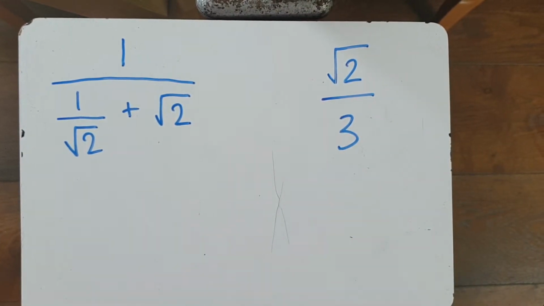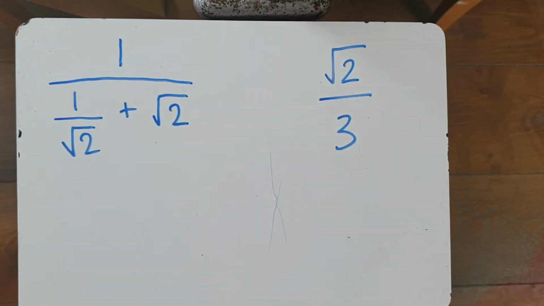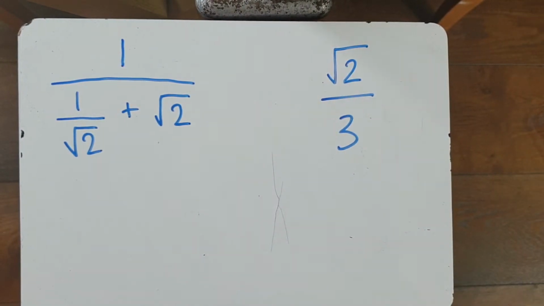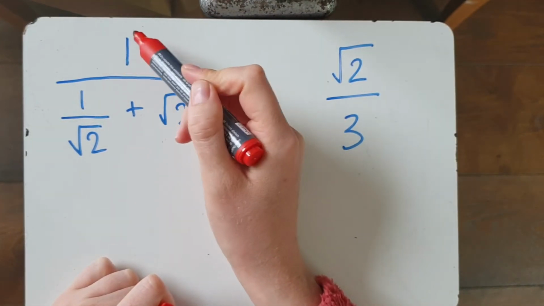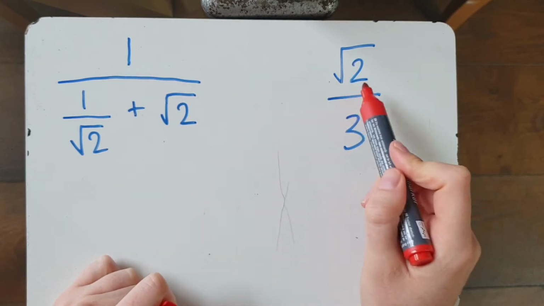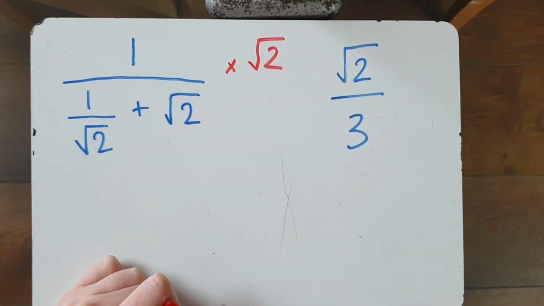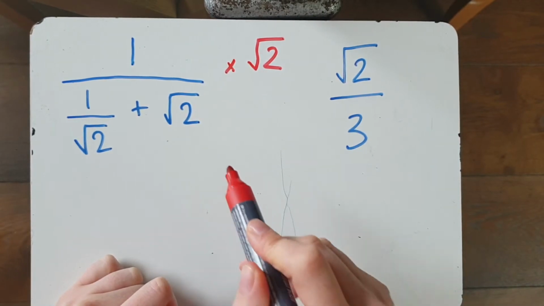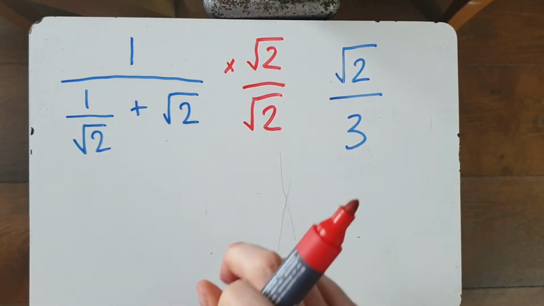So there's some clues that we can identify from the answer that we are aiming for. There is a root 2 at the top here, and there is a 1 here. So how would we get from that 1 to that root 2? Multiply by root 2. And then because it's a fraction, we have to do the same to the denominator.